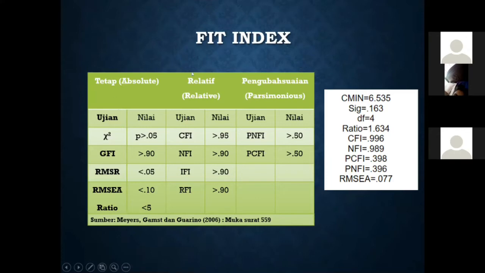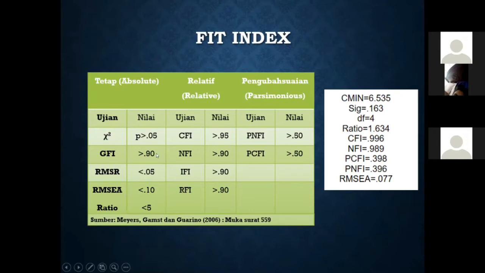We have three types of fit index: absolute index, relative index, and also parsimonious index. For instance, for absolute index, we look at GFI. Your GFI value must be more than 0.9. If you have more than 0.9, you have construct validity, or you have a good fit based on absolute index. The same goes for relative and parsimonious. At least one index larger than the specific cutoff is good enough.